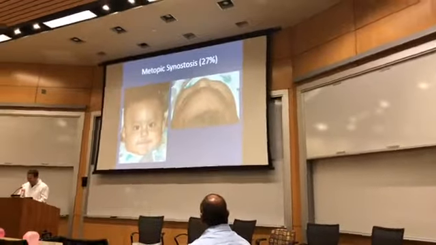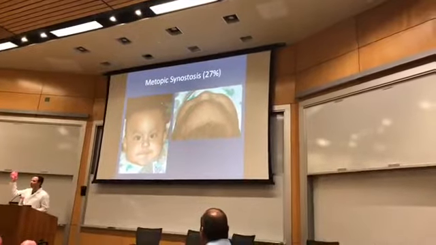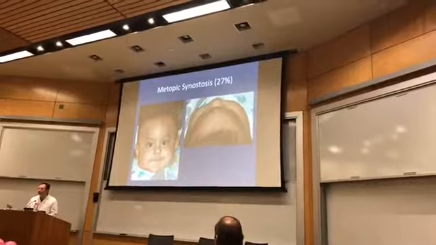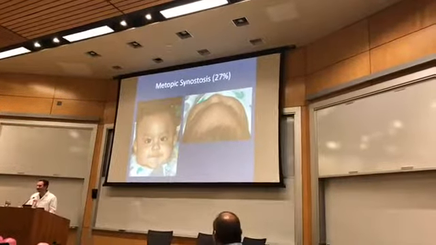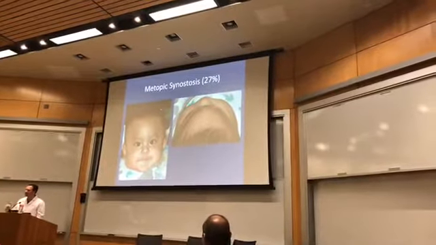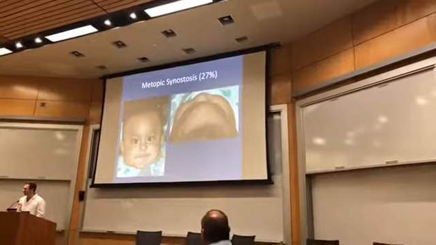Now this is metopic suture synostosis. This is the one I'm talking about right here. This accounts for 27% of non-syndromic synostosis. Now, this is the only suture that's allowed to close in a kid. All the others need to stay open their entire childhood. But this closes naturally between 2 and 8 months of age.